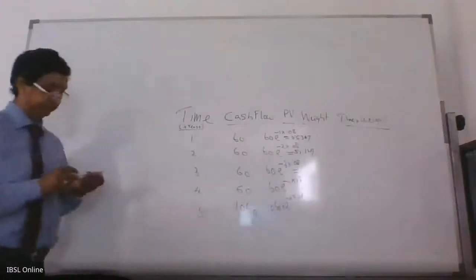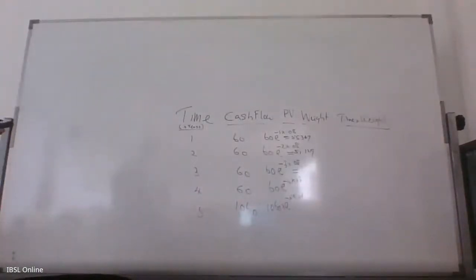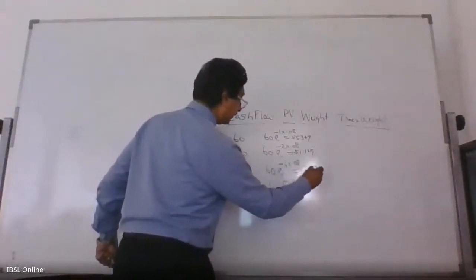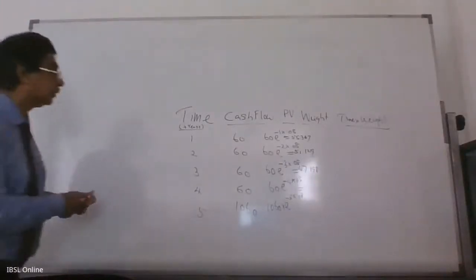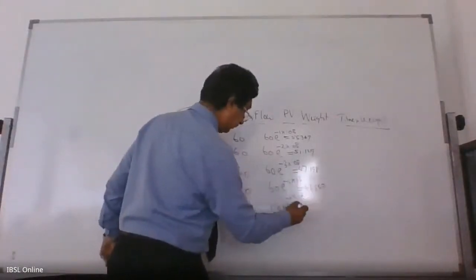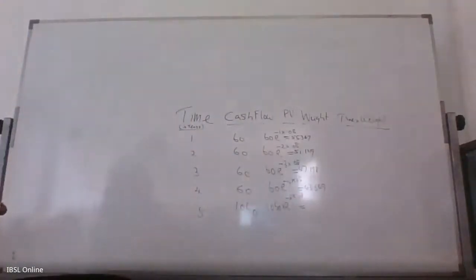The third year, 47.198. In the fourth year, 43.569. The last year, fifth year, that is 710.539.